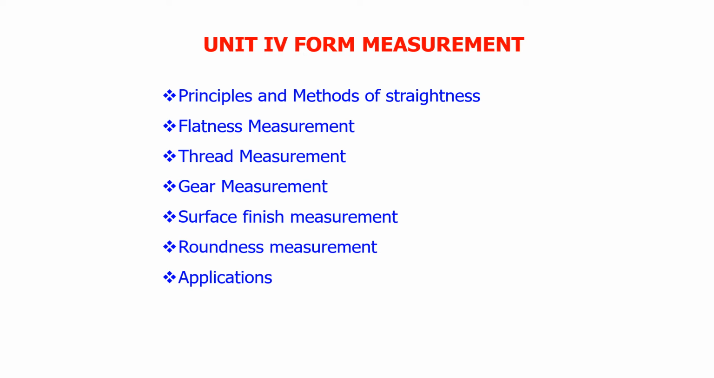In unit 4 we have form measurement. Here we are going to deal with principles and methods of straightness, flatness measurement, thread measurement, gear measurement, surface finish measurement, roundness measurement, and applications of those measurements. We have different gauges and different instruments for carrying out these measurements: flatness, thread, gear, surface finish, and roundness. These are things we are going to cover in unit 4.